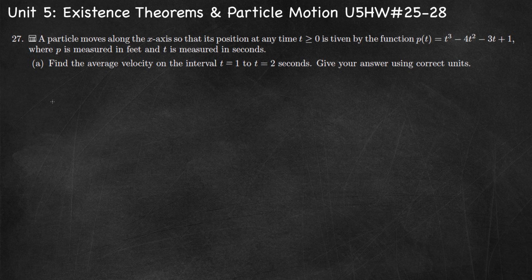The setup for average velocity is going to be the change in position over change in time. So p of 2 minus p of 1 over 2 minus 1.